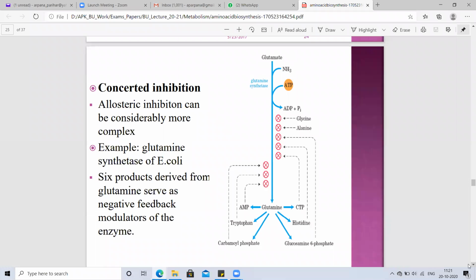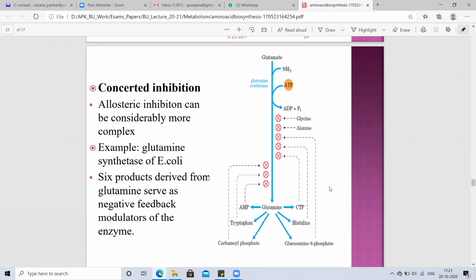Now another mode of regulation of amino acid biosynthetic pathway is known as concerted inhibition. This is also a type of allosteric inhibition in which one or more products inhibit the rate of biosynthesis of amino acid in a different manner.